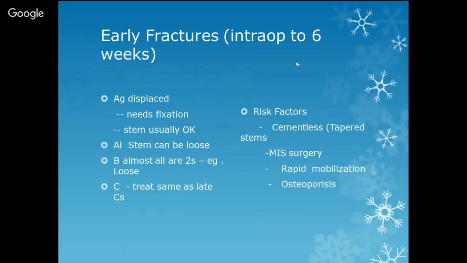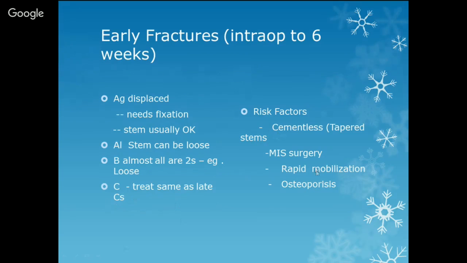So early fracture means intraoperative or within 6 weeks. If the fracture is around the greater trochanter, that is a type A fracture, and the lesser trochanter, that is also type A, if it is displaced we need fixation if the stem is okay. In a lesser trochanter fracture, generally the stem is loose and we have to revise it. Almost all B fractures have a loose stem, and almost all C fractures are treated as late fractures.